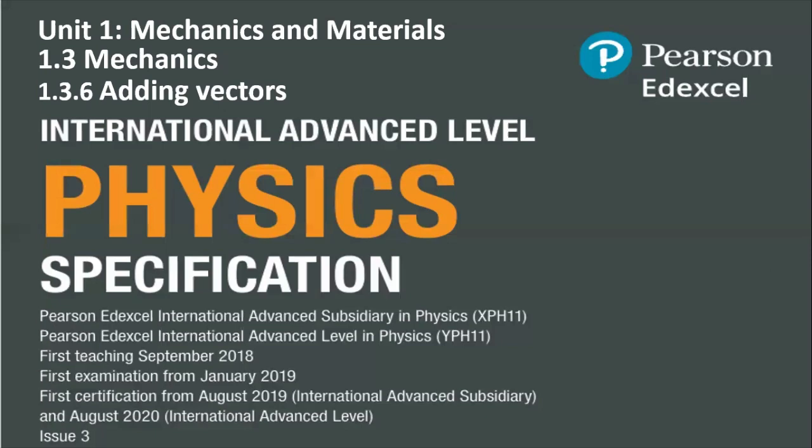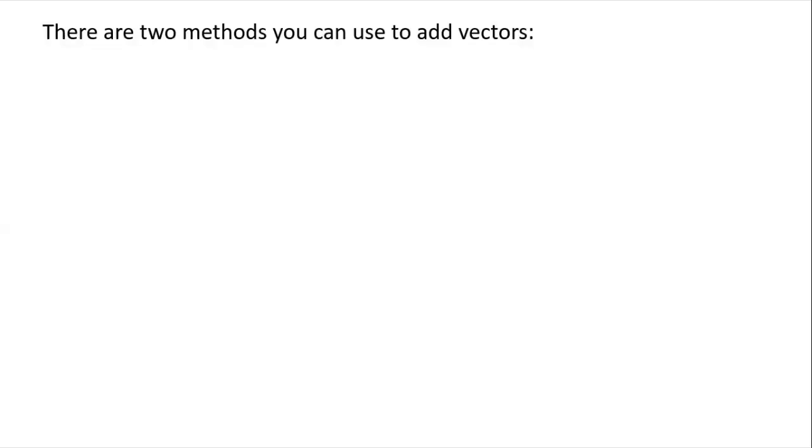Hello, today we are going to talk about Pearson Edexcel International Advanced Level Physics, Unit 1, Mechanics and Materials, 1.3 Mechanics, 1.3.6 Adding Vectors. There are two methods you can use to add vectors.